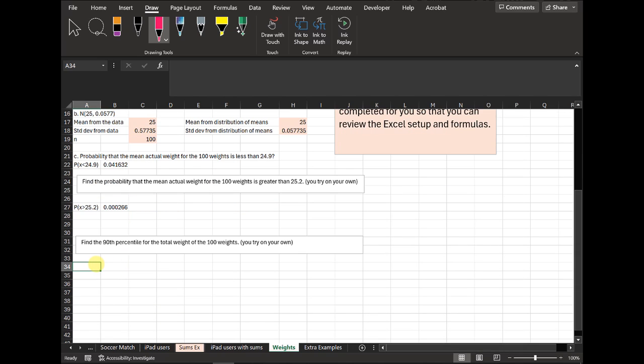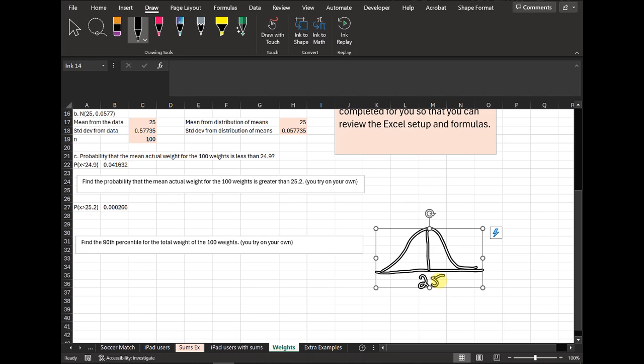And finally, find the 90th percentile for the total weight of the 100 weights. Again, I would recommend you pause here, give it a try. Let's make sure you've got it, and then hit play when you're ready. Okay, so I just want to draw a visual here. I've got my mean of 25, and we're trying to find that 90th percentile for the total weight of 100 weights. We do want to be a little bit careful with how this is worded, because this almost just got me too. I was just about to draw the wrong distribution, so sorry about that.